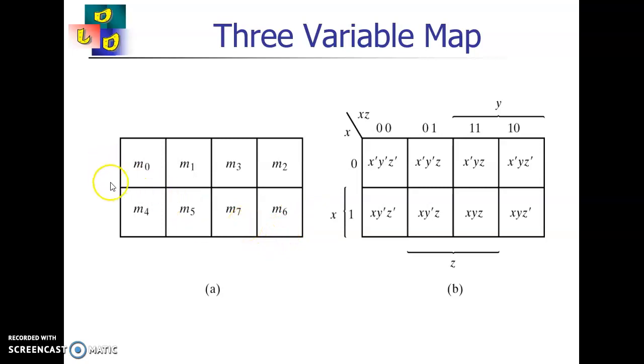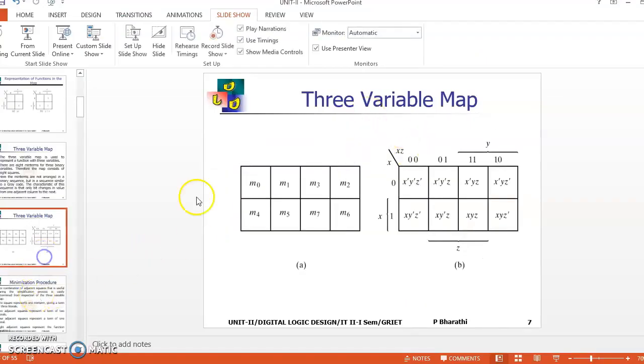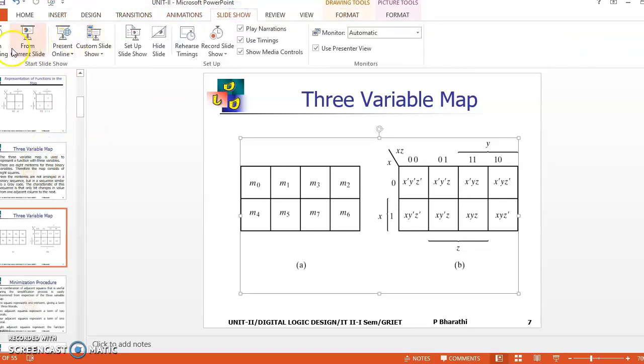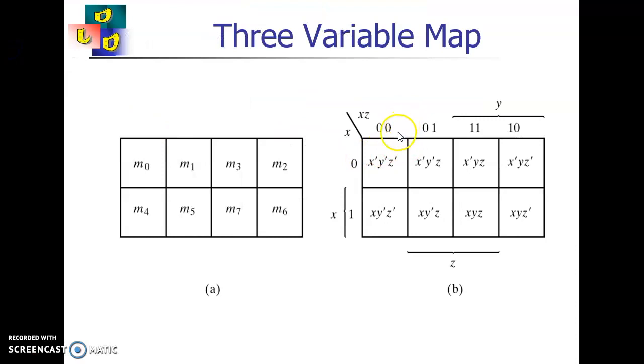We have taken x and y here, with 0 and 1 values. But here we have three variables, x, y and z. See here, in one column we have taken variable x, 0 and 1. In this row we have taken y and z. This is y, it's not xz. Kindly observe. Here I am taking 0 and 1, and 00, 01, 11 and 10.